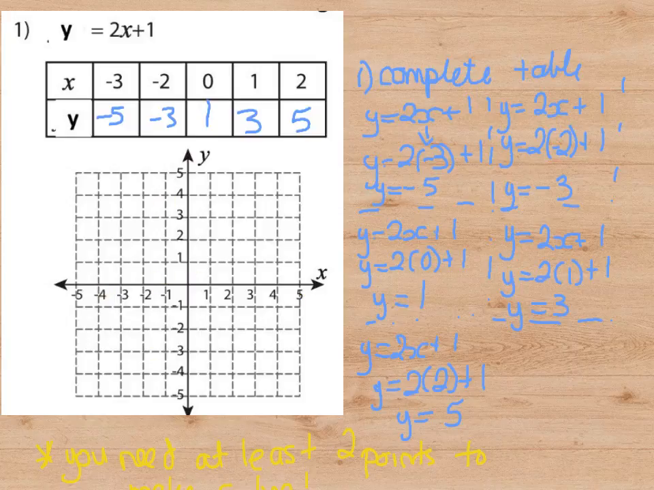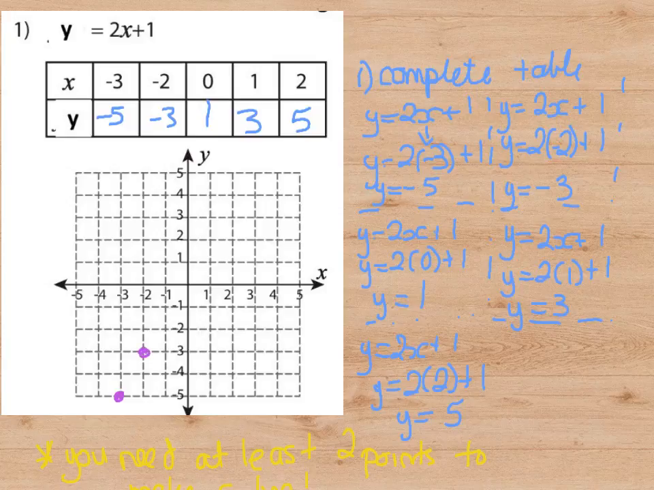So let's start with the first point. At the first point we have x is negative 3, 1, 2, 3, here's negative 3, and y is negative 5, so 1, 2, 3, 4, 5. So our first point from our table that we found is going to go here, okay? Next, we have that when x is negative 2, y is negative 3. So over here, we're going to have our second point.